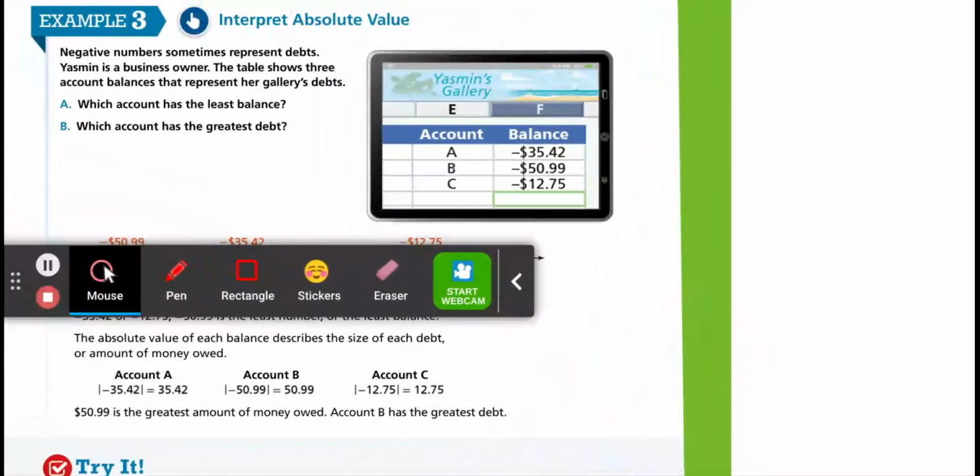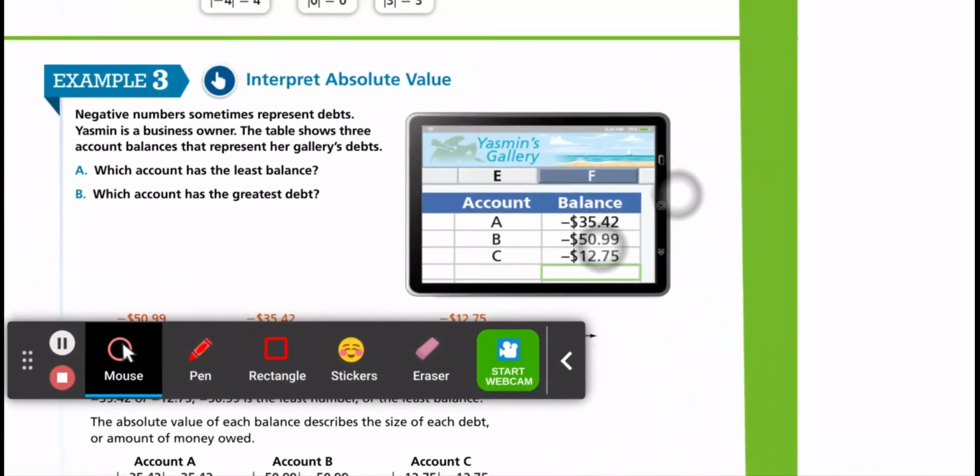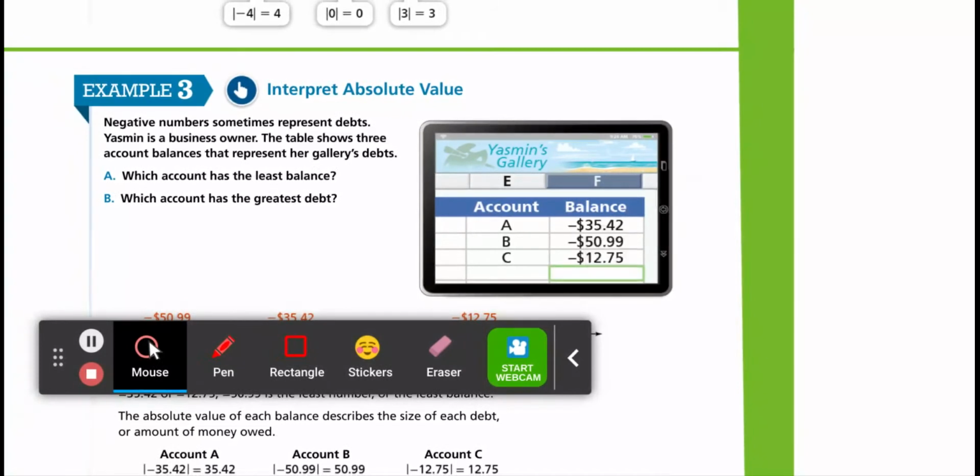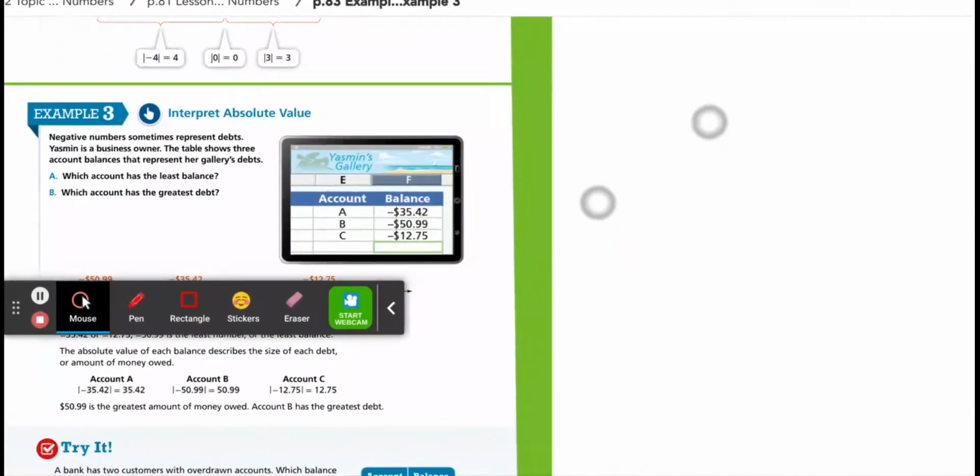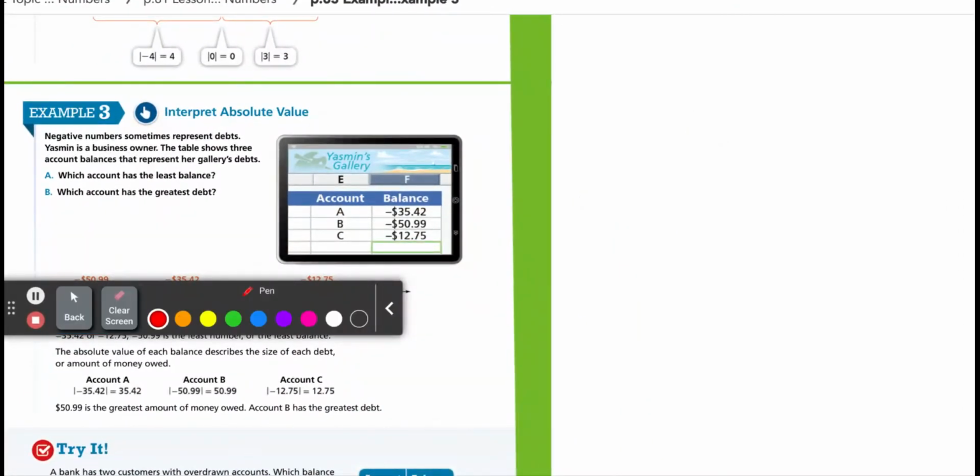This is lesson 2-3b. We are going to be interpreting absolute value and comparing absolute value. So before we even get started on this first question here, I want us to remember what absolute value is. Absolute value is how far away a number is from zero, the distance from a point to zero.